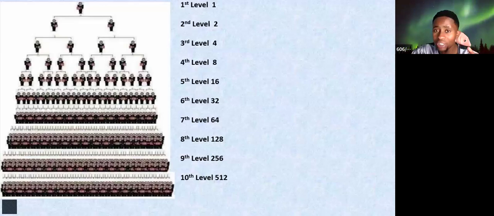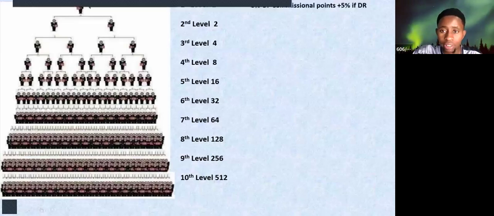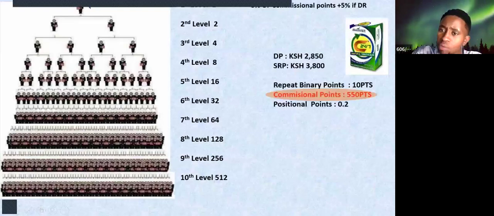So in level one, let's look at how you earn using Unilevel. You earn 5% commissional points in Unilevel.